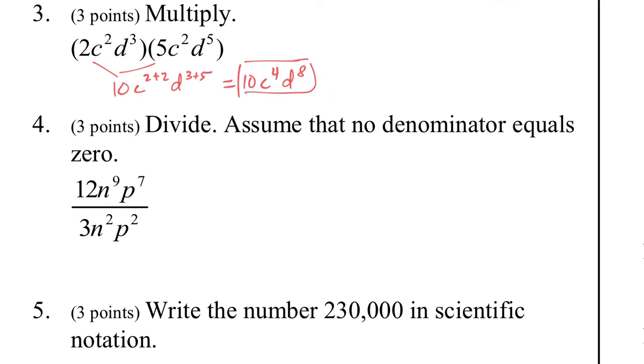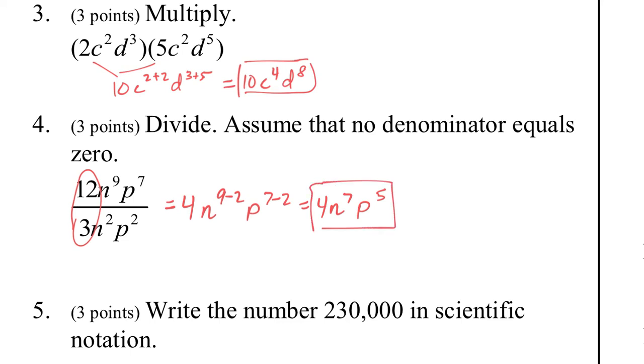We have to divide these. Assume that no denominator equals 0. Yeah, because you can't divide by 0. So anyway, 12 divided by 3, that's 4. And when we divide our powers, we subtract the exponents. So that'd be n to the 9 minus 2, and that would be p to the 7 minus 2. Oh, I'm sorry, not p, n. N to the 7th, and then p to the 5th. And then that's out and done and over.